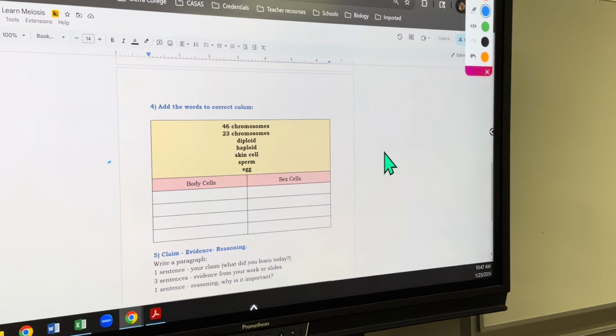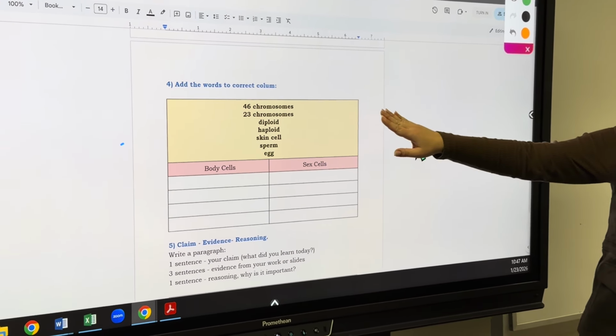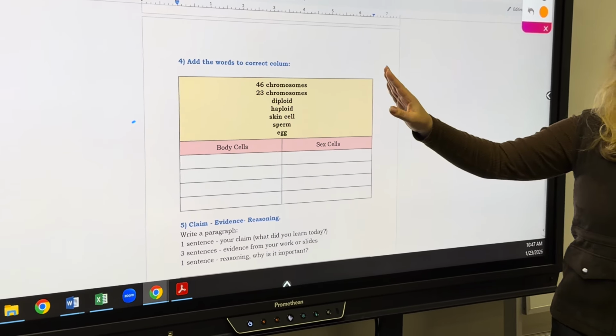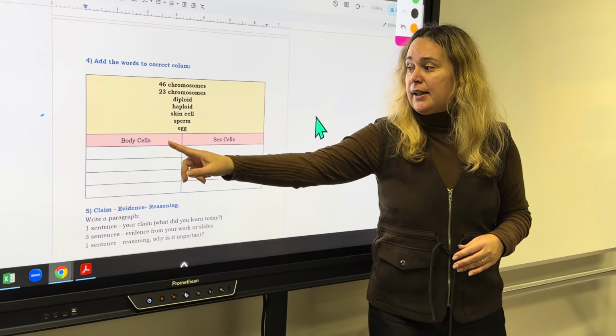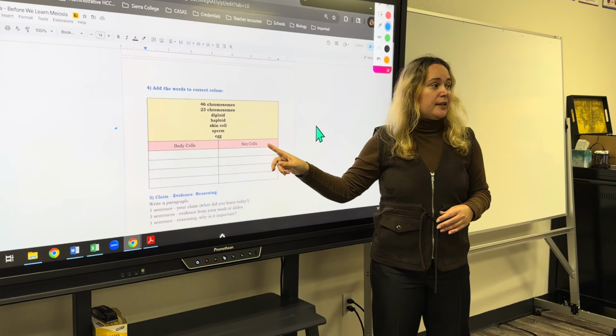Okay, let's move forward. Nikolai, could you read for us number 4? Add the words to the correct column. So we have words here in the yellow area, and you need to divide them between body cells and sex cells.